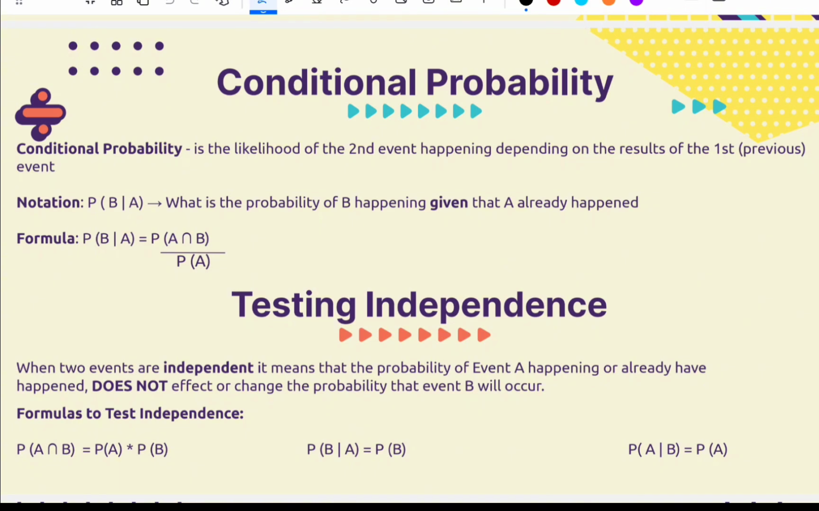So in this case, I'm saying what is the probability that B happens given A. And so I know A is my condition. And so in my equation, A is going to be on the bottom, and the intersection, or the probability that both events happen, is going to be on top. So that is conditional probability.